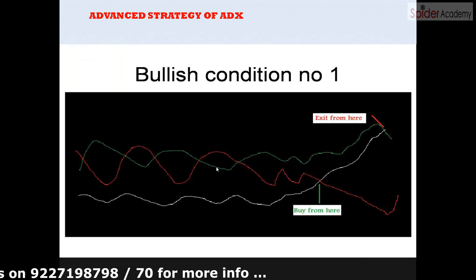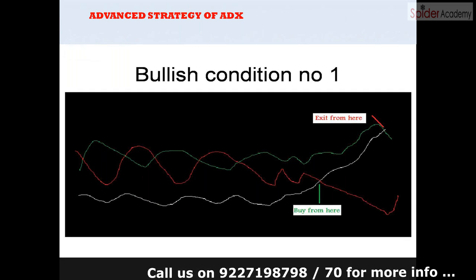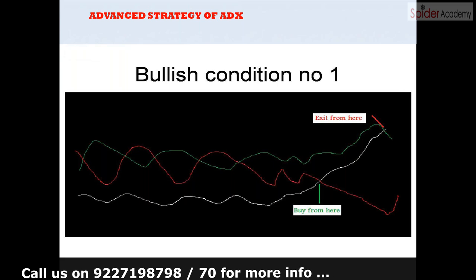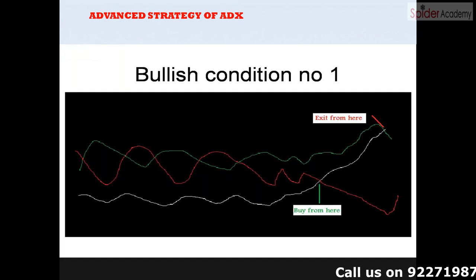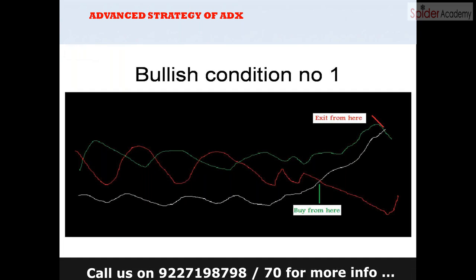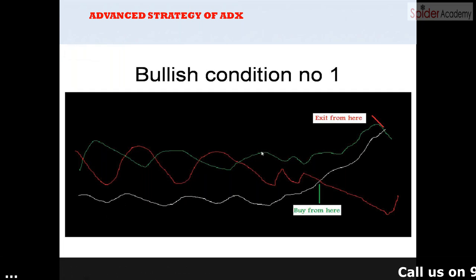In the advanced strategy, we have divided into 3 parts. There are 2 bullish conditions, 2 bearish conditions, and 2 sideways conditions. Of the 2 bullish conditions, bullish condition 1 is more bullish and bullish condition 2 is less bullish. So we'll start with bullish condition 1. In bullish condition 1, the green line should be above the red line. You can see it clearly here, the green line is above the red line.